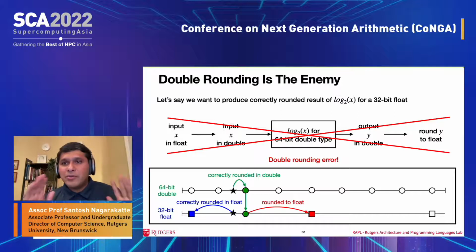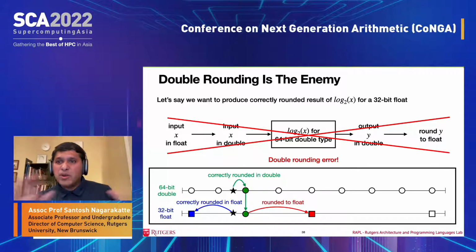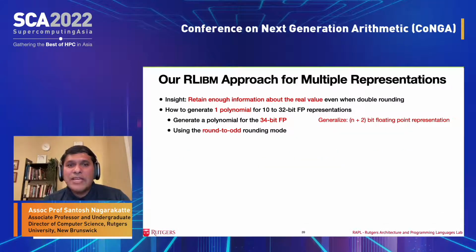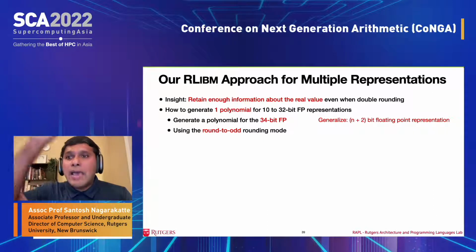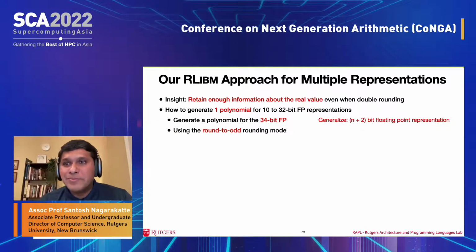If you're going to design a generic library that works for lots of representations, you want to avoid double rounding error. So what is our key insight? To avoid wrong results in the presence of double rounding, it has to maintain enough information about the original real value.